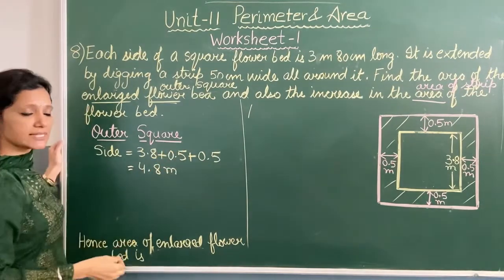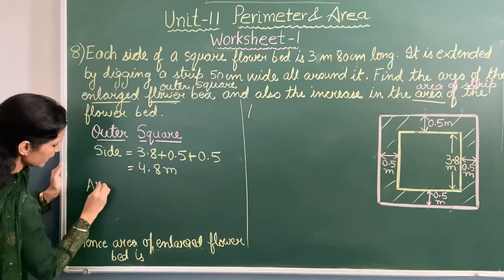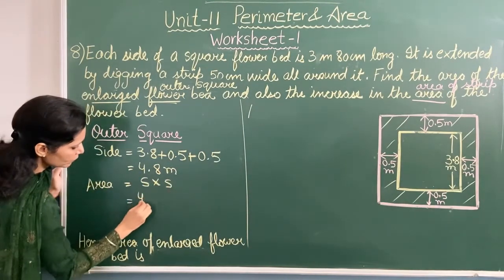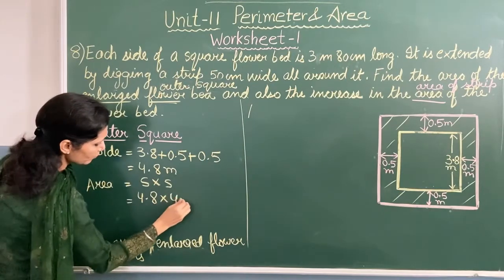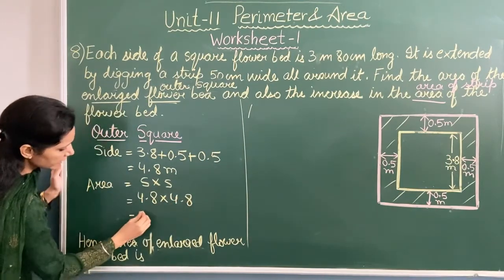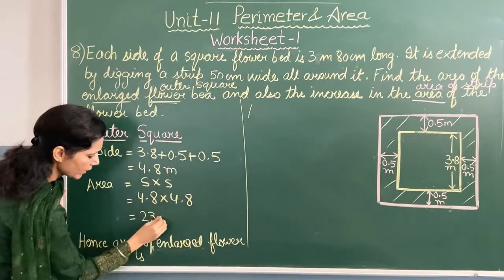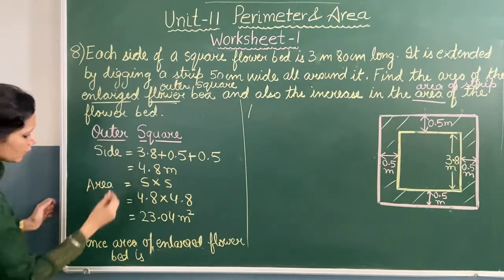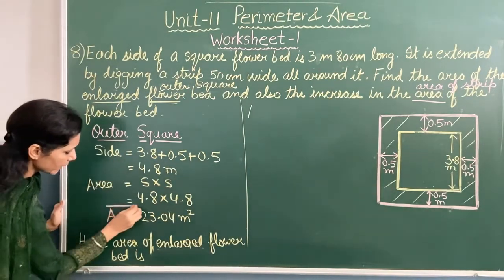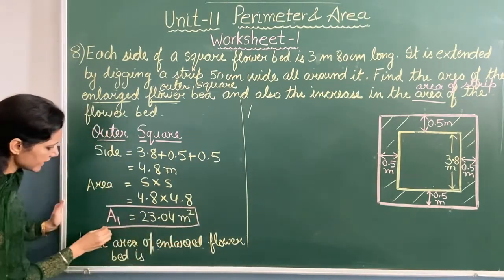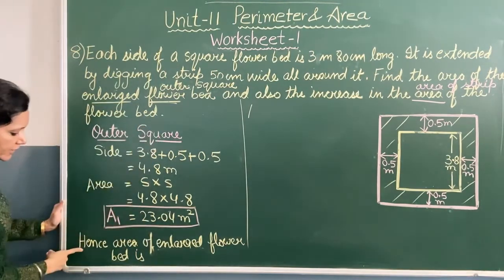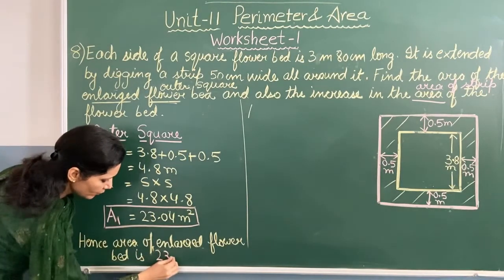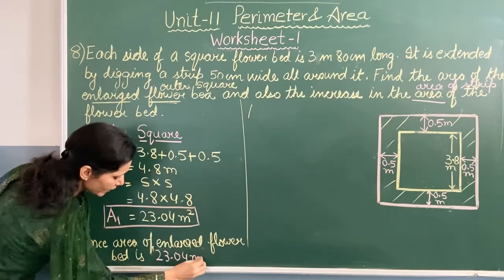Now since we know the side, we can find out the area. So area is equal to side multiplied by side. That is equal to 4.8 multiplied by 4.8. That comes out to be 23.04 square meters. Now let's name this area of the outer square as A1. Now, so this is the area of the enlarged flower bed. So we'll say hence area of the enlarged flower bed is 23.04 square meters.